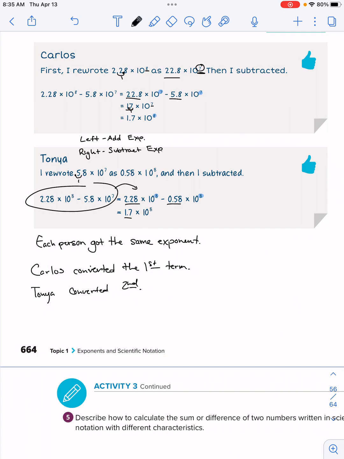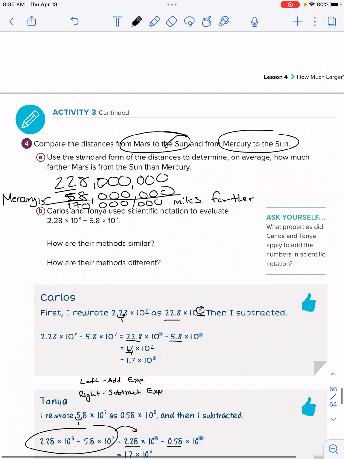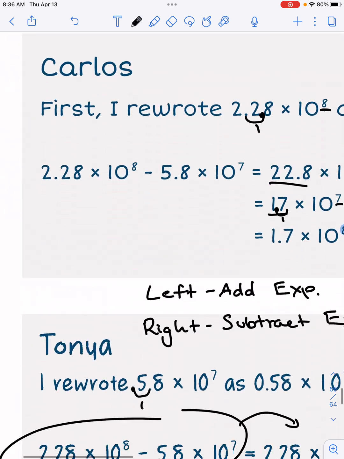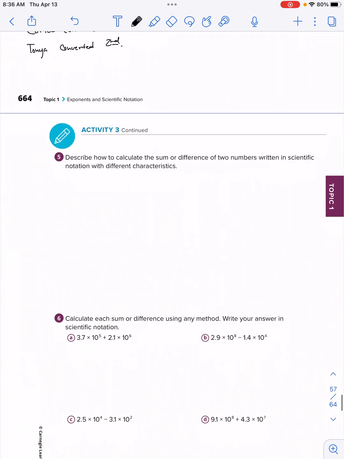And that's the only way that you can start subtracting or adding. So with this, you cannot subtract this because they do not have the same exponent. So just be careful with that. Must have the same exponent or characteristic. All right.